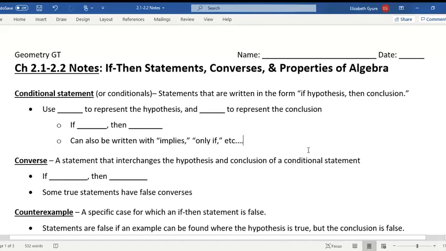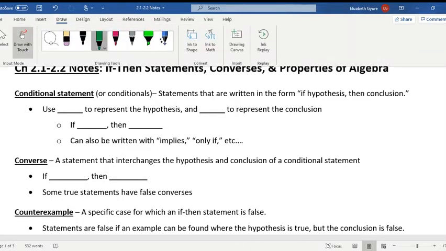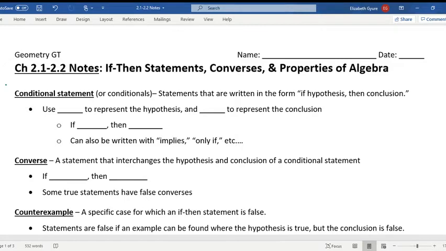Today we're going to cover 2.1 and 2.2, which is if-then statements, converses, and properties of algebra. If you want to follow along in your textbook, lesson 2.2 starts on page 33. So that's what this first part is going to be, 2.1.